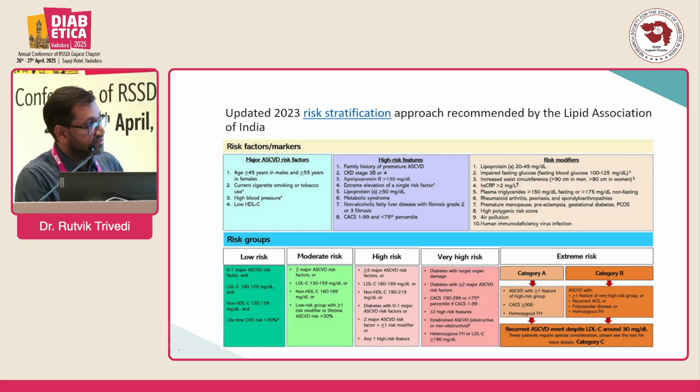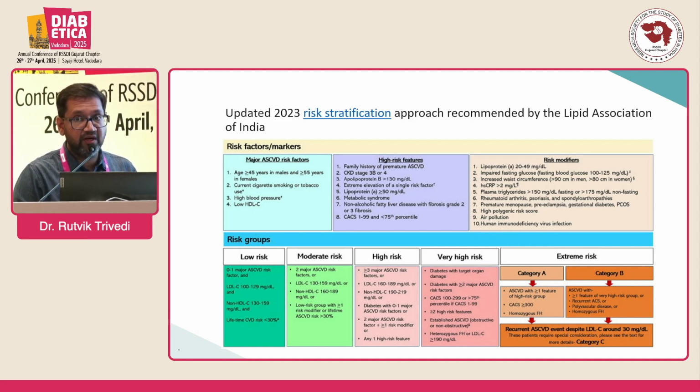Very high risk patients are the patients who are here. Those who have established cardiovascular disease, occlusive or non-occlusive disease, heterozygous familial hypercholesterolemia, or a calcium score. This is the Lipid Association guideline: a calcium score of around 100 to 299 in an Indian patient is a very high risk category. Diabetic patients with end organ damage, or with 2 risk factors, are very high risk patients. Those who have established cardiovascular disease with one high risk feature, or a calcium score of more than 200, are extremely high risk patients.